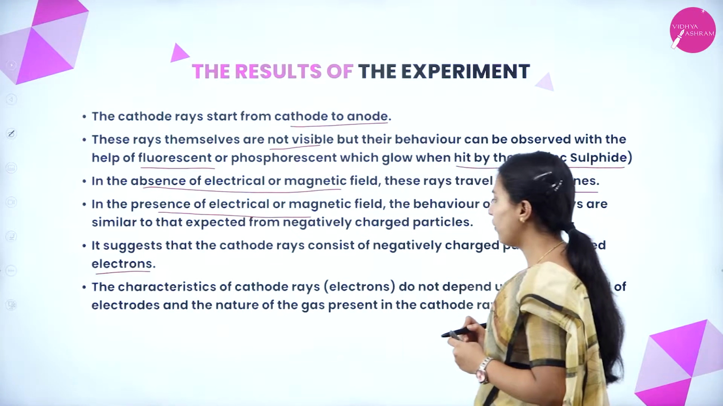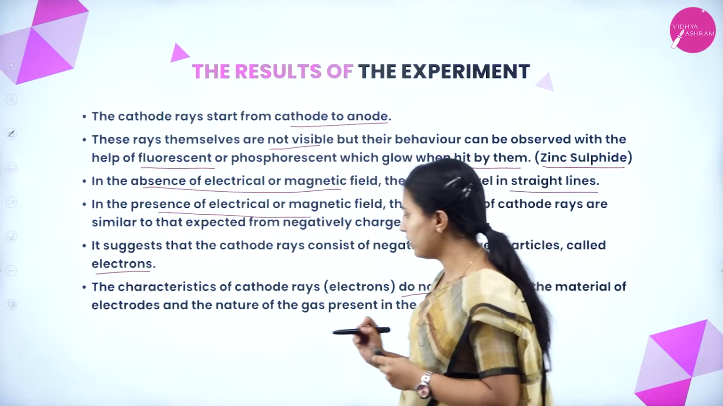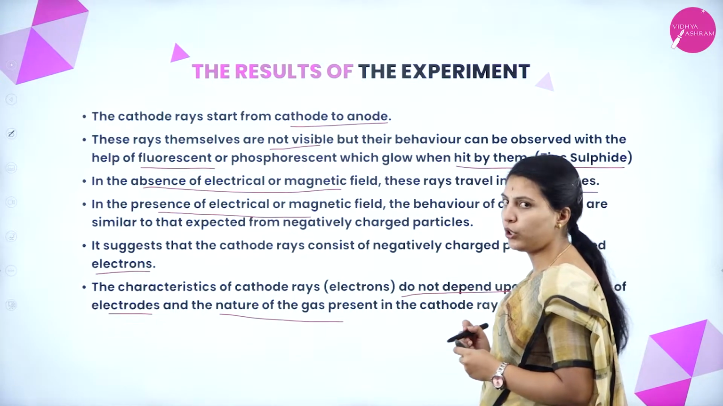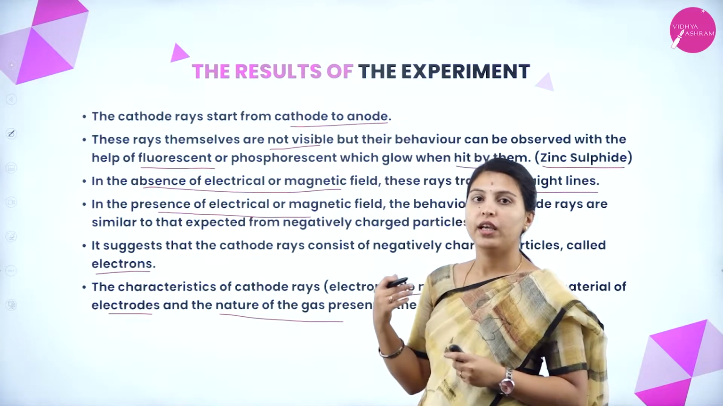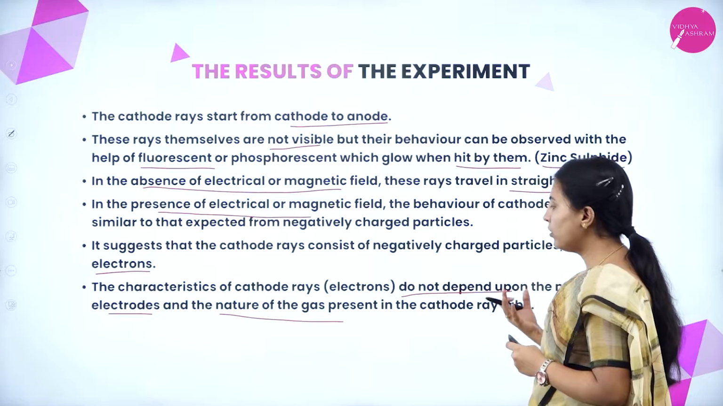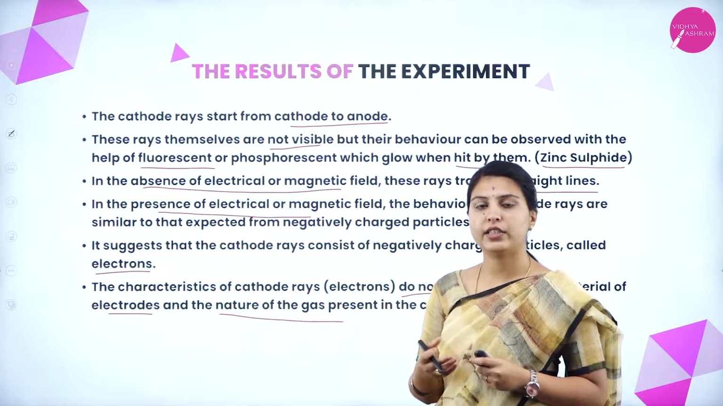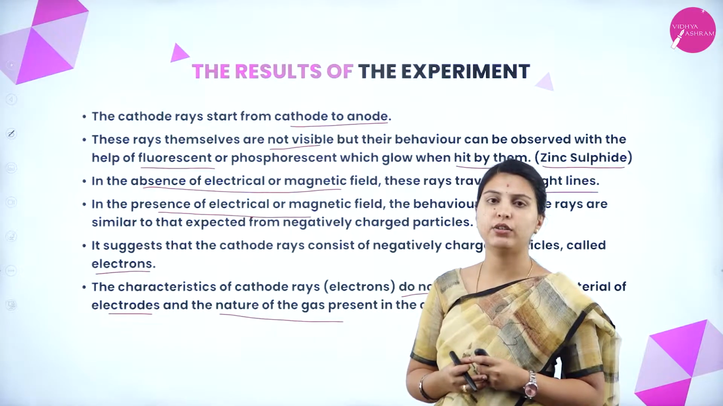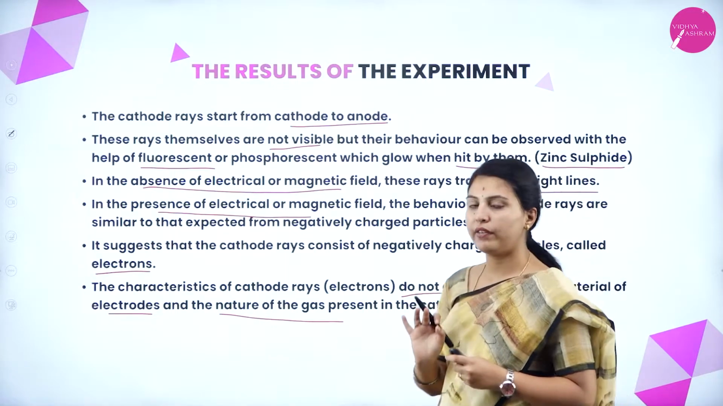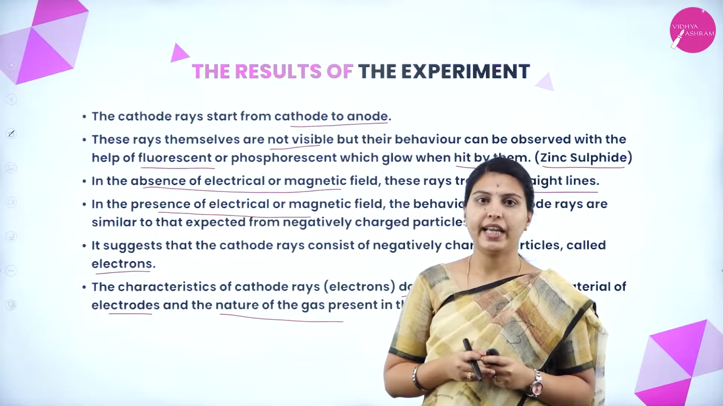The characteristics of cathode rays do not depend upon the material of electrodes and the nature of gas present in the cathode ray tube. What he did means, he gave a characteristic nature and he told cathode rays do not depend on the nature of gas or electrode material. Whatever metal you use, whatever gas you use, the characteristic of cathode rays will remain constant. These are the results of the experiment.